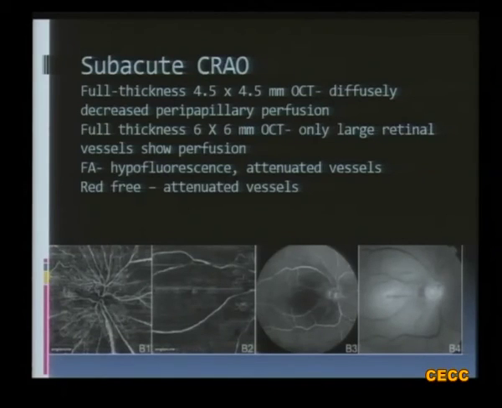Again, this is a case of subacute CRAO, where you can see that there is a diffuse decrease in peripapillary perfusion, and only the large retinal vessels are showing perfusion, and on angiography you will find that all vessels are attenuated, and similarly in the red-free photograph.